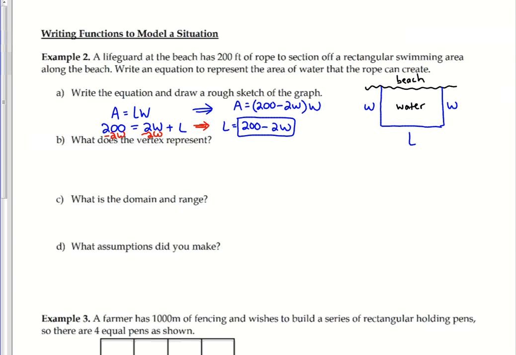Does that make sense? You did this in grade 10 a little bit, right? A little bit at the end of the year. Most of you didn't like it, I'm sure. Okay, so there's our equation.